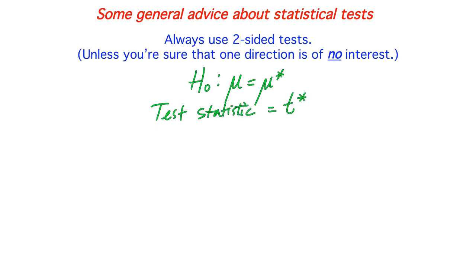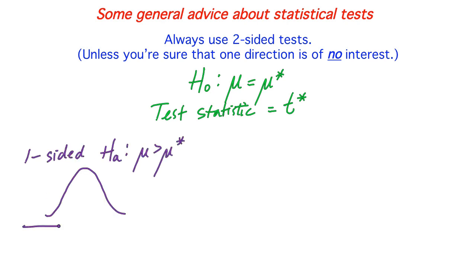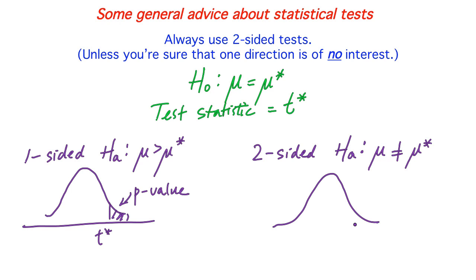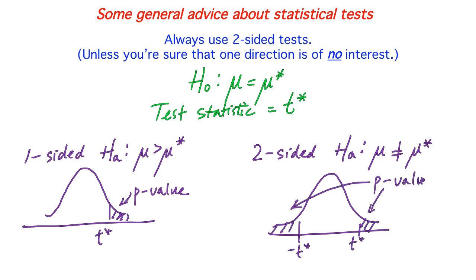In the one-sided case, suppose the alternative is that mu is greater than mu star. Our p-value is this shaded area, the probability of getting a value more extreme than what we got, which in this case is greater than what we got. For the two-sided alternative, where mu is not equal to mu star, more extreme than what we got includes both tails of the distribution, both the values that are bigger than t star and the values that are less than negative t star, since both are more extreme than what we got.